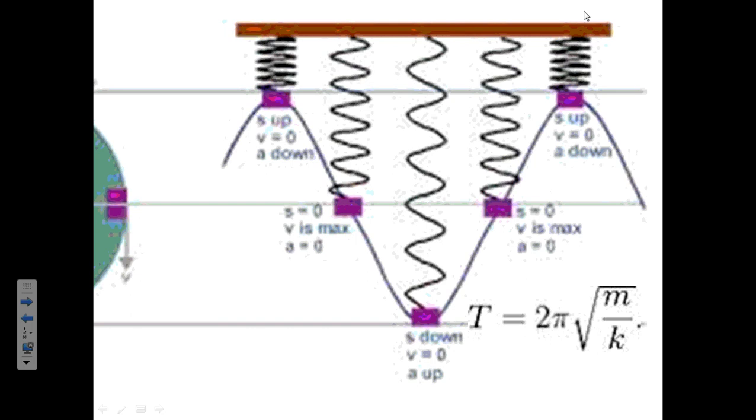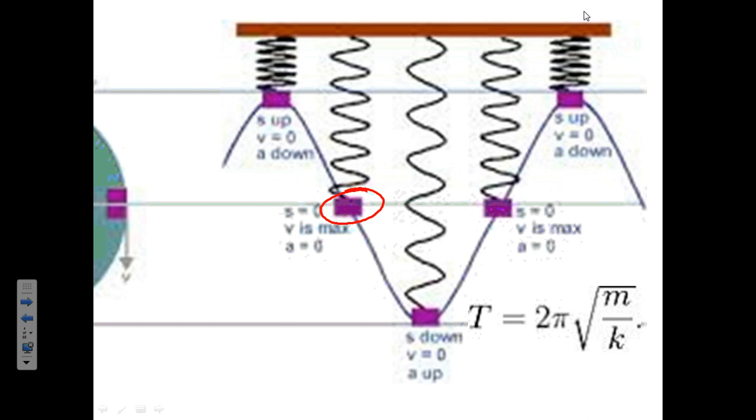All right, now this diagram is a good one. If you understand this diagram, you know most of what you need to know about simple harmonic motion. Let's say that right here, in this position, what position might we call that? That's equilibrium. The spring is just sitting there.